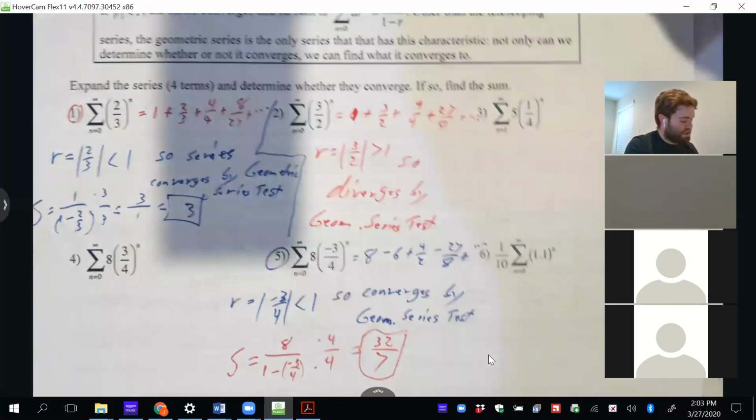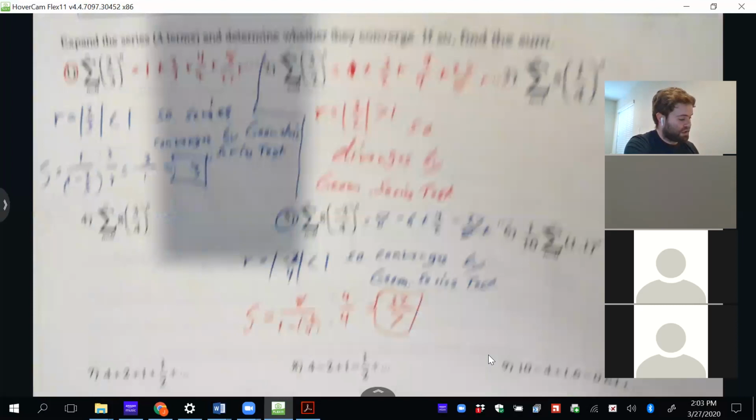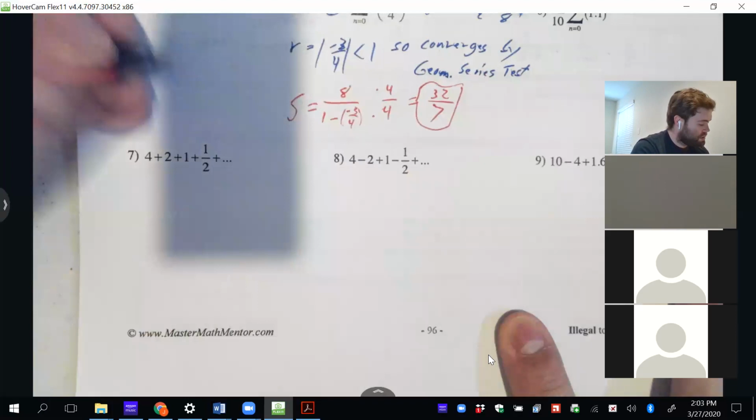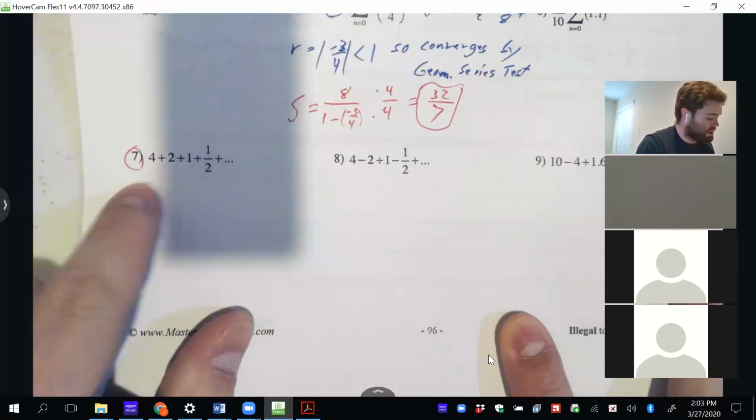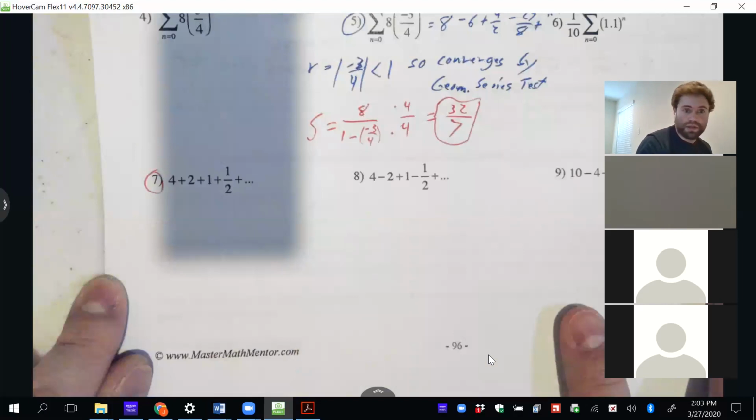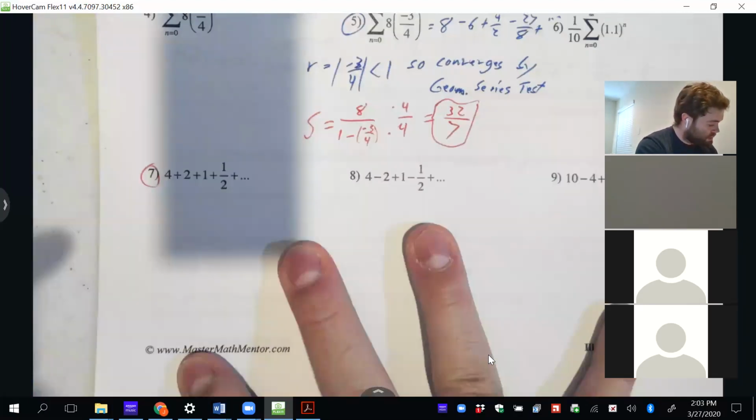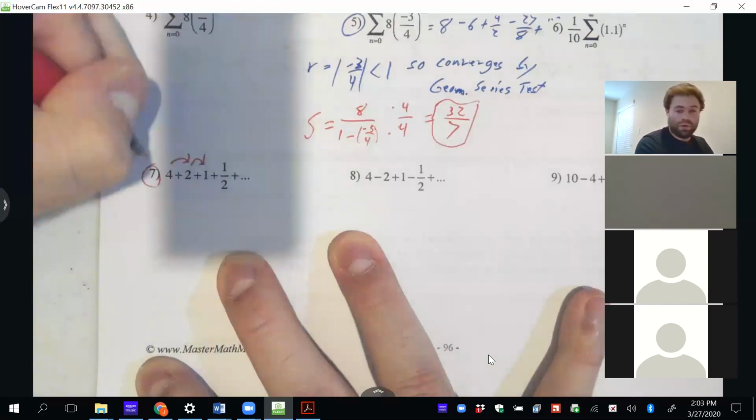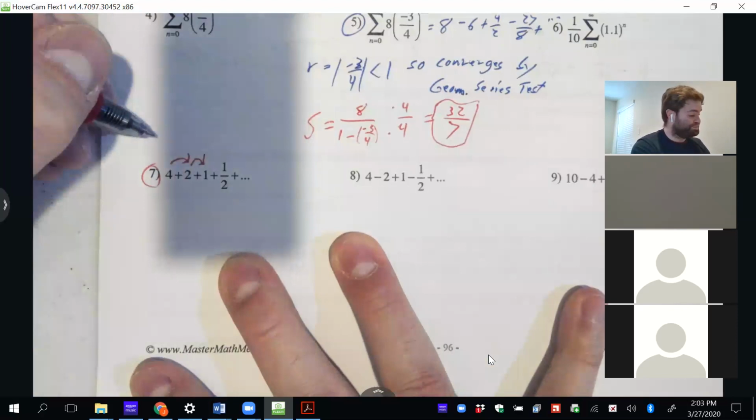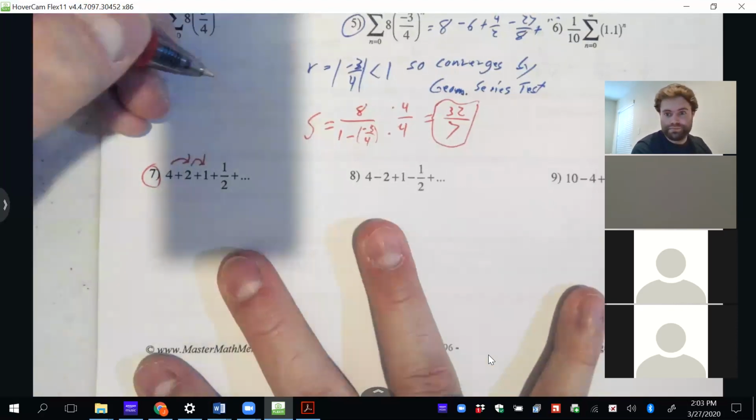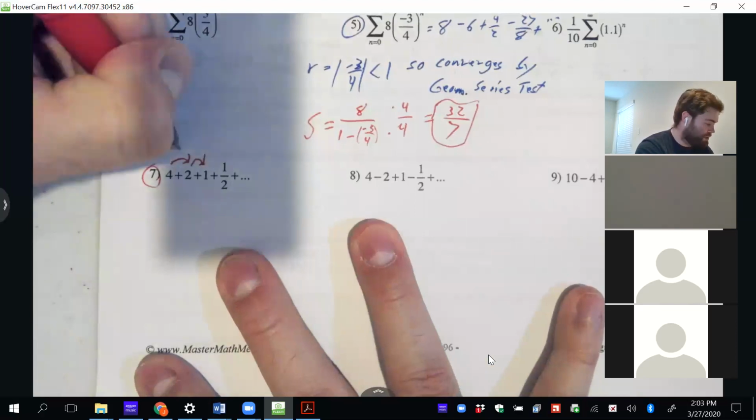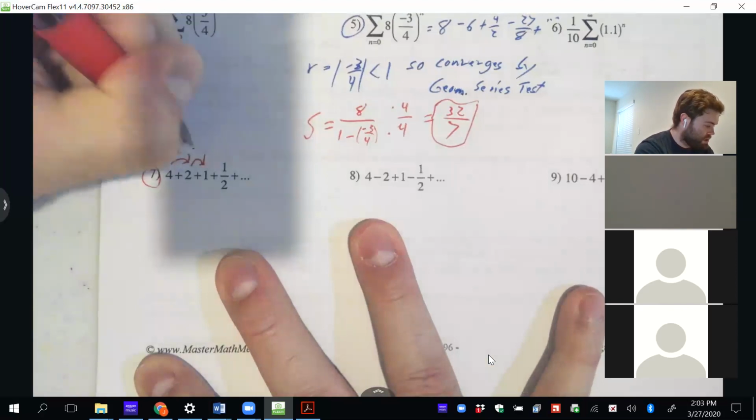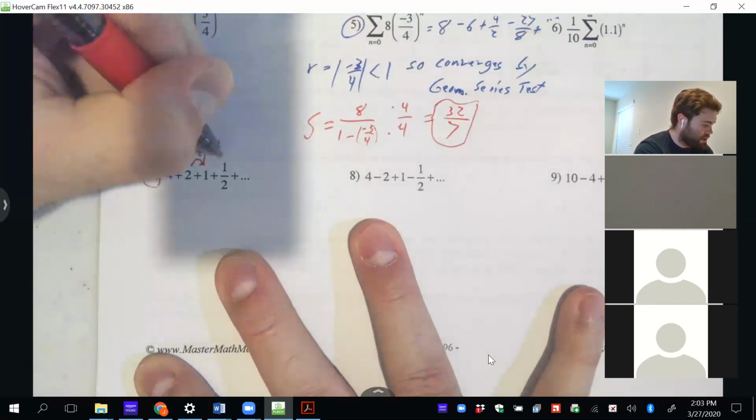Okay, and then let's look at one where they don't give us the formula. We've got to figure out what it's changing by. Now number 7, we have 4 plus 2 plus 1 plus 1/2 plus so on. Well, as I mentioned before, r is whatever number it's multiplying by each time. So here, what is it multiplying by each time? 1/2. Yes, good. So it is multiplying by 1/2 over and over and over again, times 1/2, times 1/2. Okay, so that must be the r.